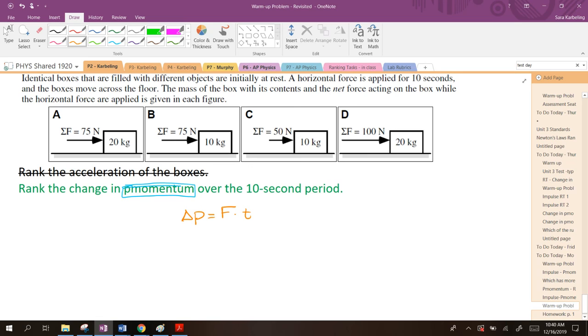Write down an answer on your board. You've got just a moment. I want to see it. Wait, was it D, A, C?